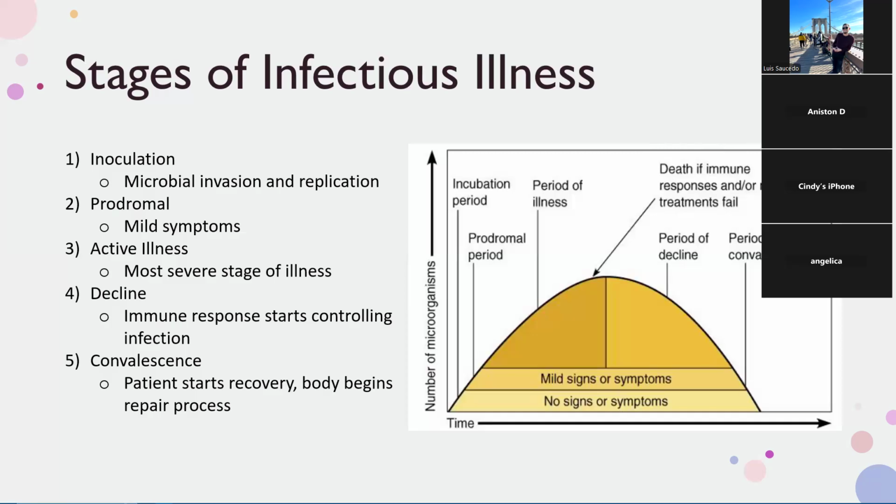Once you've actually started to control the infection, you'll start getting a decline period. This is where you start feeling a little better. Maybe the major symptoms are gone. We might still have some of the minor symptoms. And then convalescence is when your body has defeated the infection, and now the body is using its energy resources to start repairing your cells, your tissues, that kind of thing.